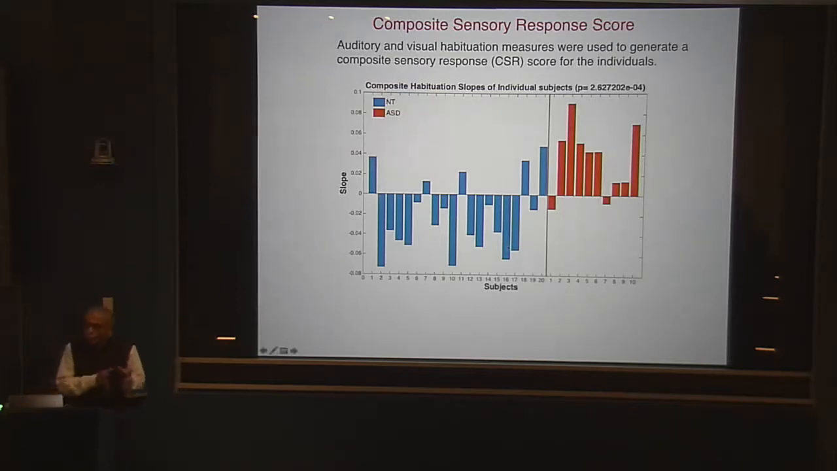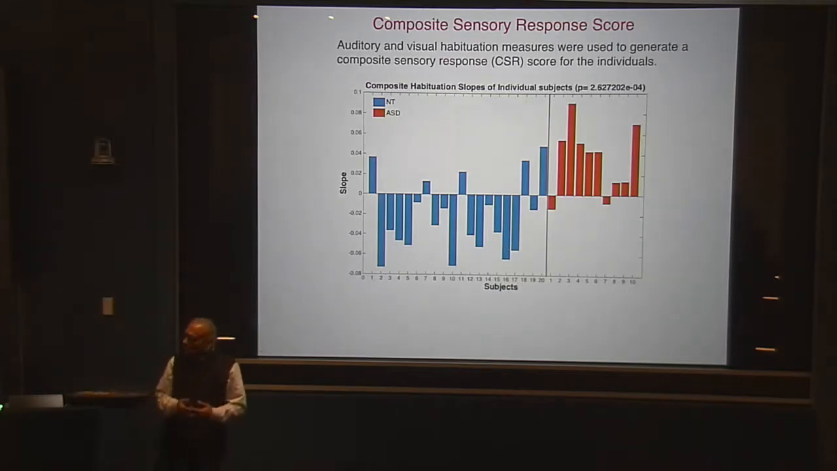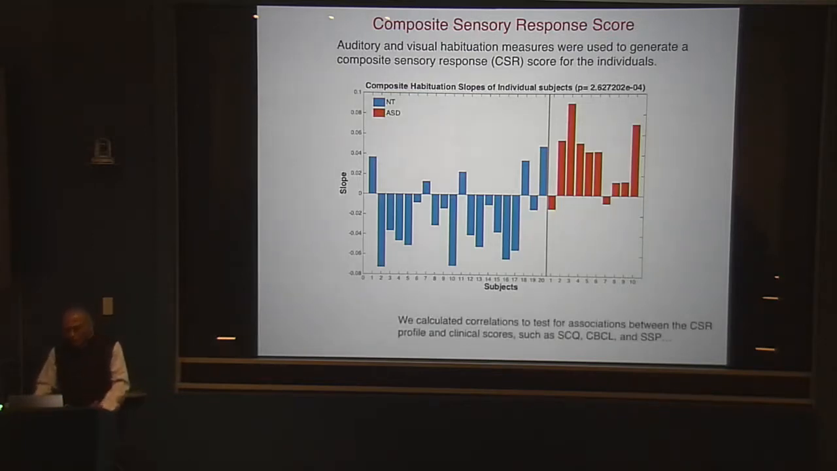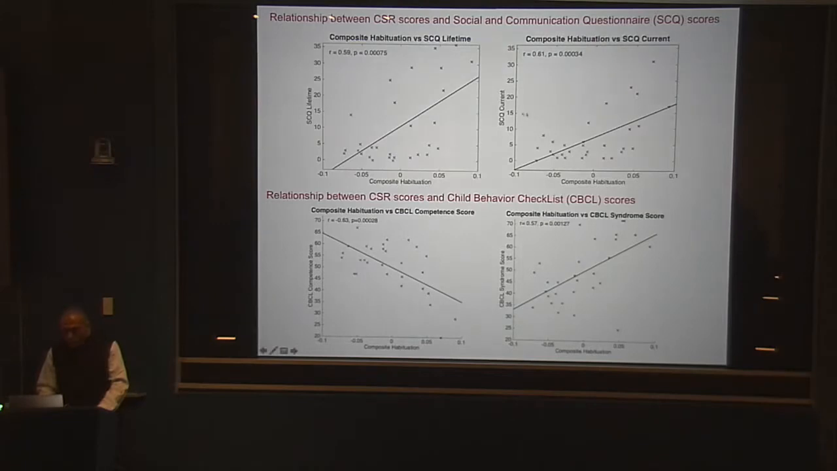And we can now use this composite sensory score to try to see whether this has any correlation with the clinical scores that we have for these participants. So we looked at scores across a variety of checklists, a variety of clinical instruments, such as the social communication questionnaire and the child behavior checklist.